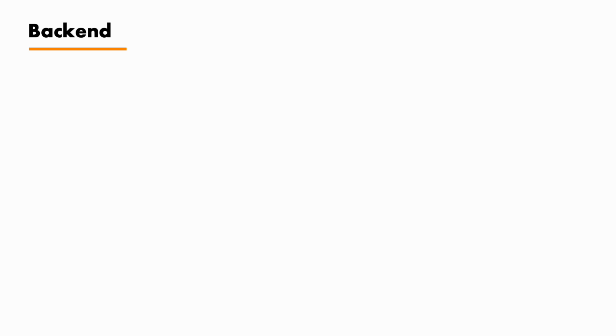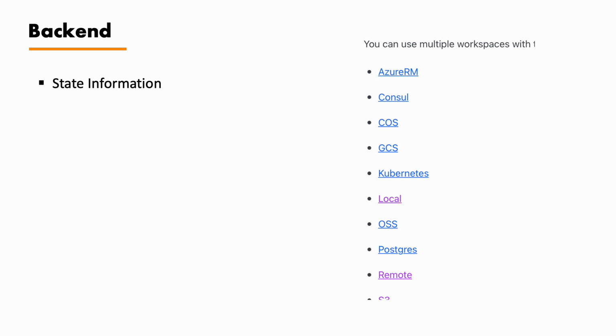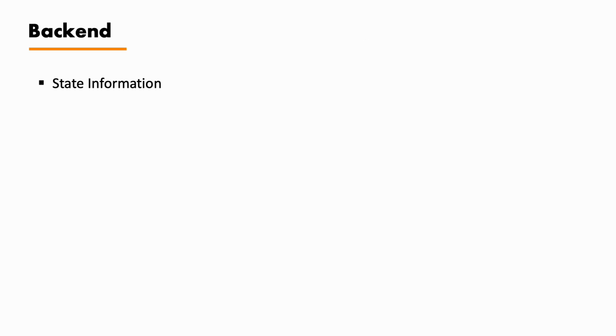Backend: how your cloud state is maintained can be defined using the backend. That can be stored locally or remotely. We use this feature called state information to have a reference of your existing cloud setup, and this can be implemented using one of these features on the right side: local, remote, s3.